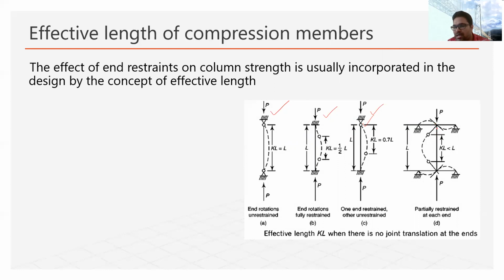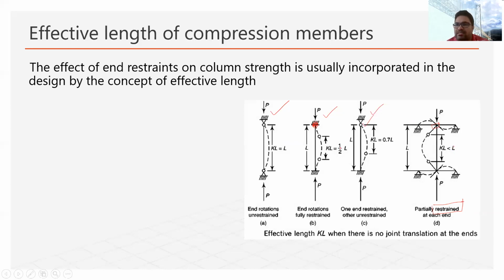the column can rotate. I mean, it is partially restrained. Partially restrained means that in the case of fixed, the rotation is blocked completely, but in this case, the rotation is partially blocked. So in that case, the KL value will be lower than the L value. L is basically the actual length of the column.